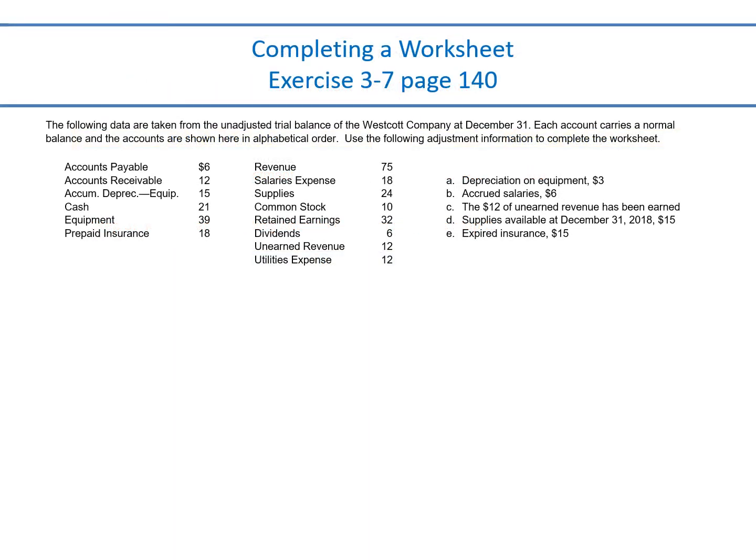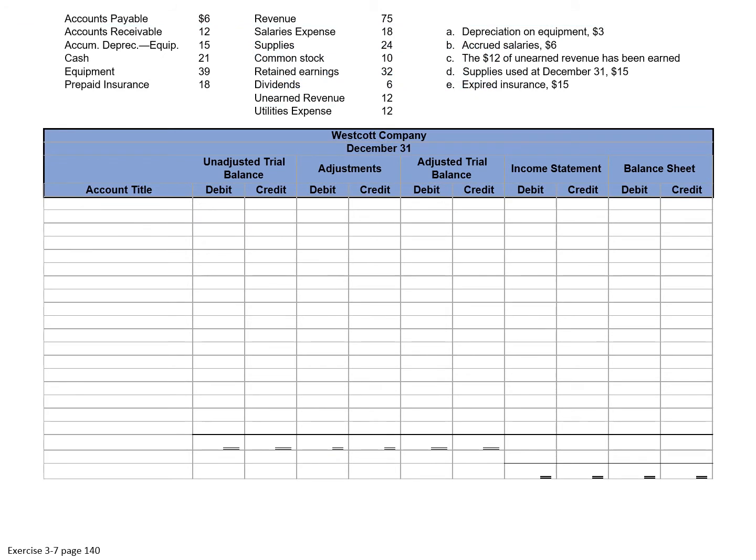So completing the worksheet. The following data was taken from the unadjusted trial balance of Westcott Company. Each account carries a normal balance, and the accounts here are shown in alphabetical order. Use the following adjustment information to complete the worksheet. Our accounts and the balances in alphabetical order are at the top left-hand side of our screen. The A through E adjustments are there on the top right-hand side of our screen.